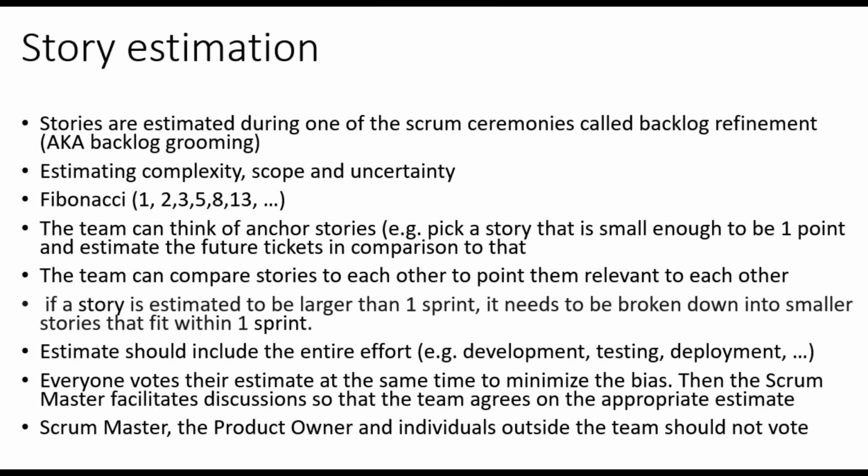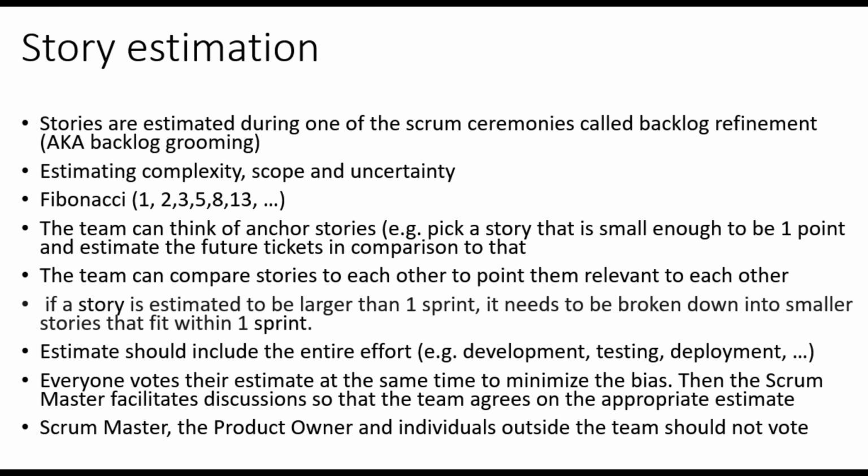For example, a story that is not very complex, is very clear, and has a small scope can be 1 point. A story with some more complexity, scope, and uncertainty can be 3 points. And a very complex, large, and uncertain story can be 5 or 8 points. Also, note that the estimation is based on the Fibonacci sequence. Fibonacci sequence numbers are as follows: 1, 2, 3, 5, 8, 13, and so on. Therefore, we cannot have a 4-point story or 6-point story.